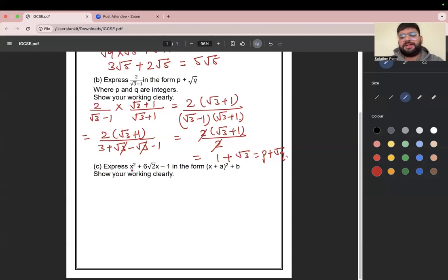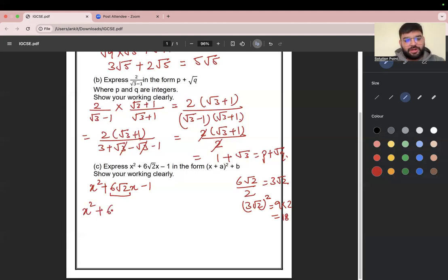In the third part, I need to express x squared plus 6 square root 2 x minus 1 in the form of x plus a whole squared plus b. The approach to this question is to focus on the coefficient of x, which is 6 square root 2. The first thing you have to do is halve this, so you will get 3 square root 2. Now to complete the square, just square this term, 3 square root 2 squared. So you will get 9 times 2, which is 18.